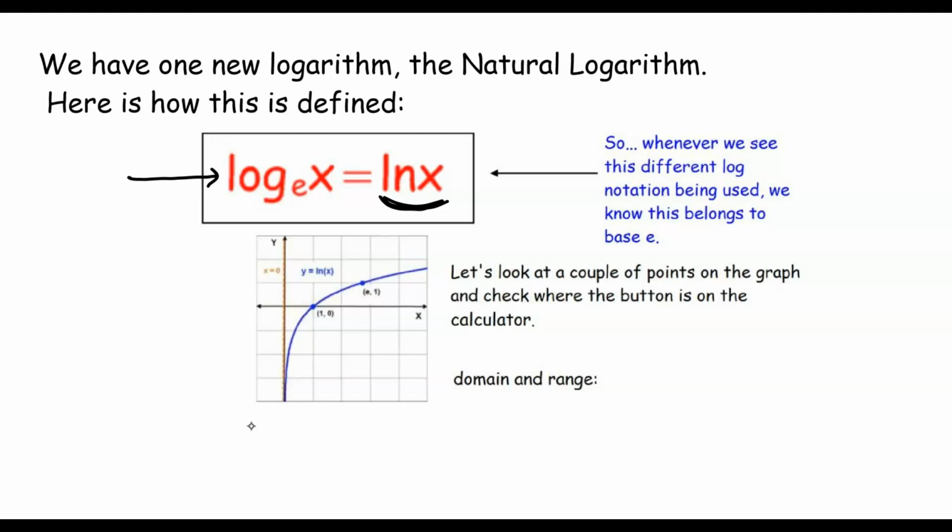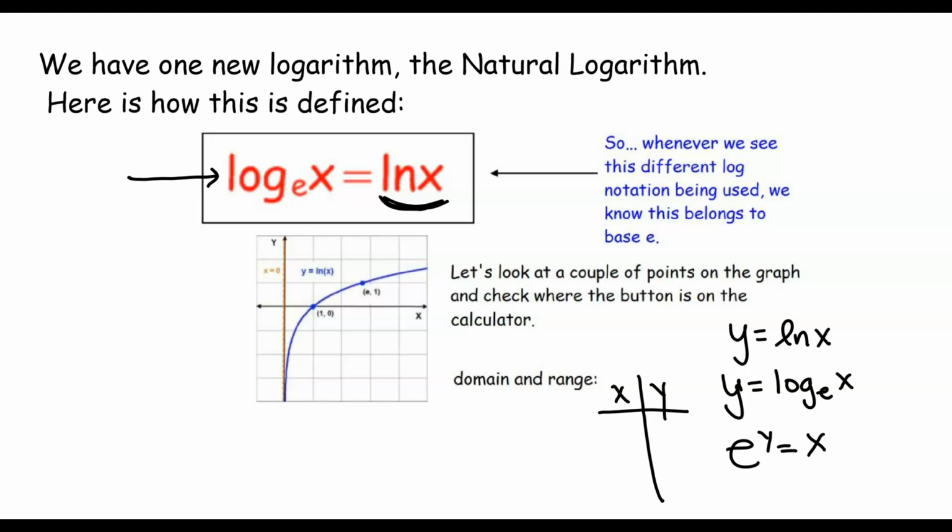So since this is a logarithm graph, the graph shape looks similar to our other parent logarithm functions. So if we had the equation y equals natural log of x, that is y equals log base e. And if I rewrite that in exponential form, e to the y power equals x. So some ordered pairs that are on there, like if we tried 0 and 1, e to the 0 is 1, anything with the 0 power other than 0 is 1, e to the 1 is e.